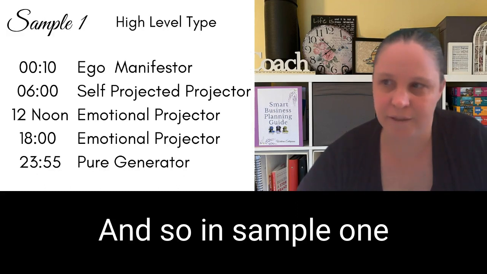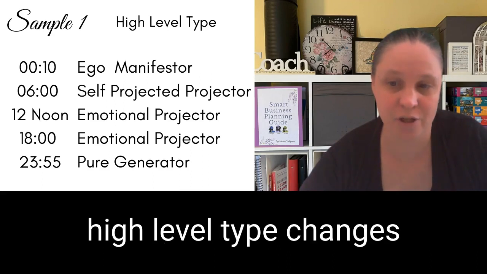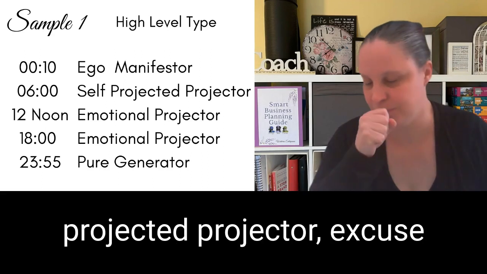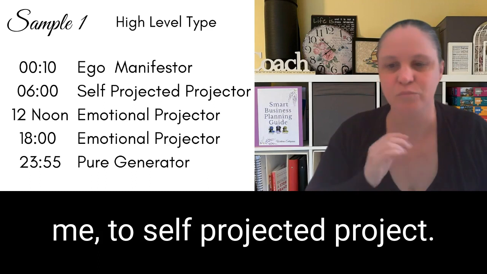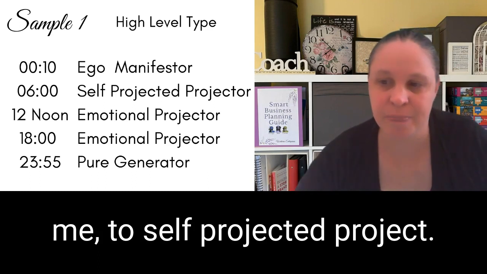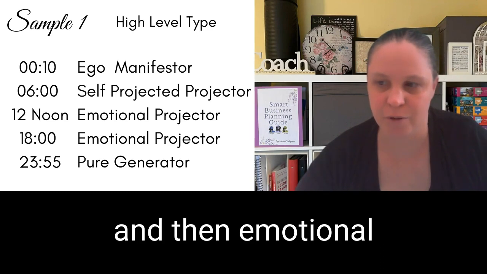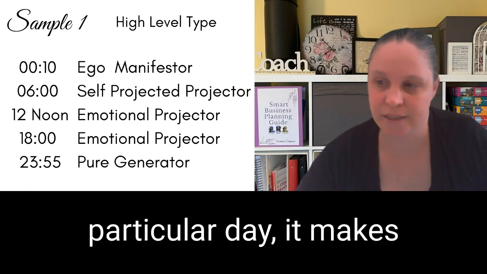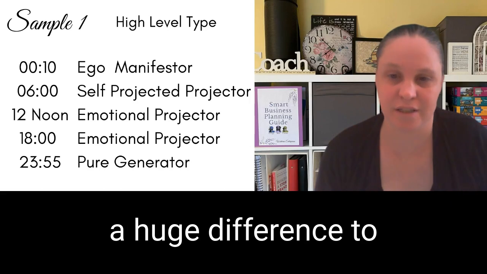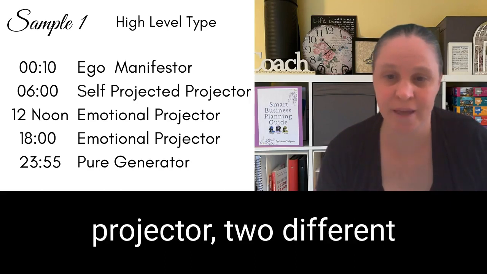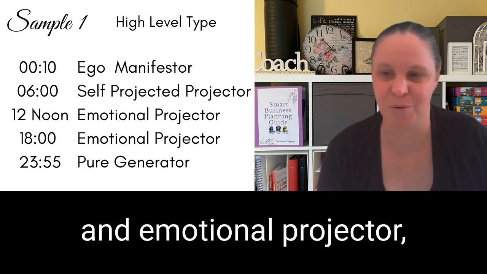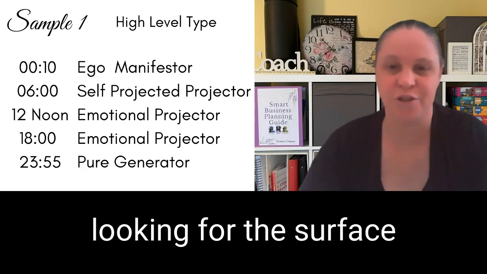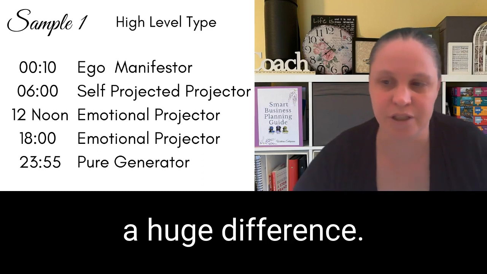In sample 1, throughout the day, the high level type changes from ego manifestor to self-projected projector, to self-projected projector, emotional projector, and then emotional projector again. And then the last one is pure generator. So you can see on that particular day, it makes a huge difference to that high level type. It moves through manifestor, projector, two different types of projectors, so self-projected projector and emotional projector, and then into generator. So for someone even looking for the surface level of human design, time is going to make a huge difference.